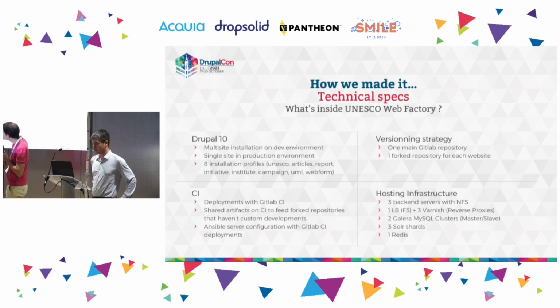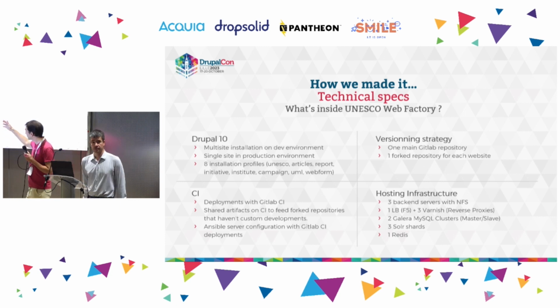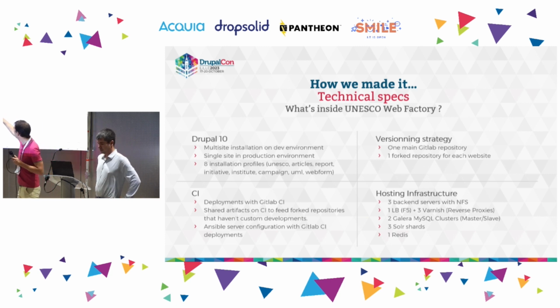For example, you have UNESCO, so you have only one UNESCO.org. But you have the article platform, which is used to contribute articles and share them to other websites. So there is only one. But you have many reports, because there is a lot of documentation and websites to talk about documentation. Multiple initiative, multiple institute, multiple campaign websites, and only one UNESCO media library, that's why UML, and only one web form profile that embeds all the forms that will be embedded in other websites through iframes.